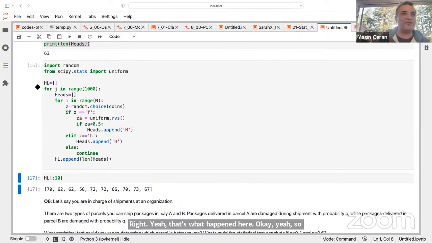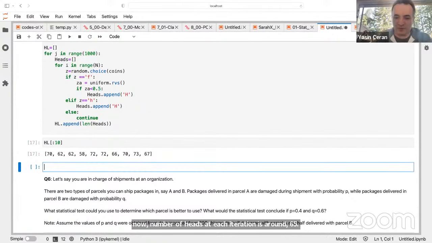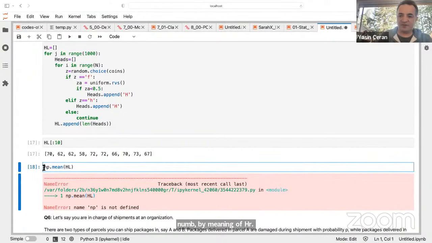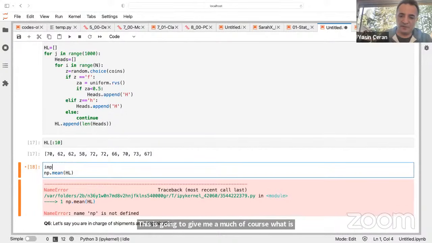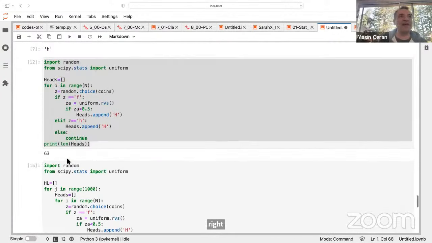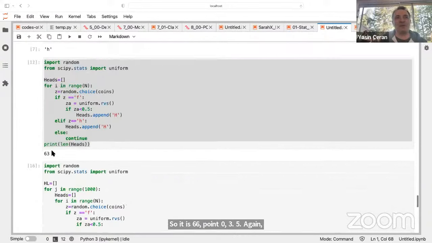Because I ran this experiment 1,000 times, what I'm going to do is NumPy mean of HL. This is going to give me a much better estimate. Of course, what is NumPy? Import NumPy as NP. So it is 66.035. Again, mathematically, for these numbers, we found 65.67.